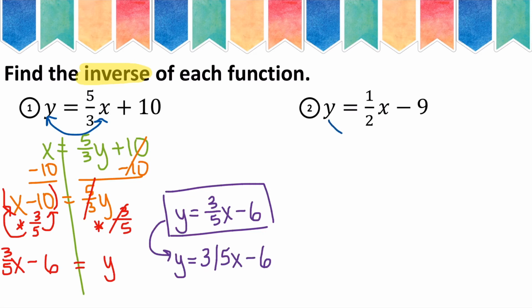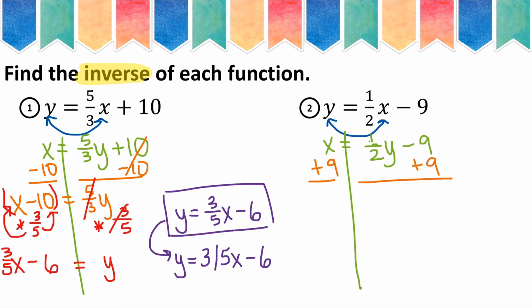Again, for inverses, we always switch x and y. So this problem becomes x equals 1/2 y minus 9. And now we need to get y by itself. So first I will add 9 to both sides of the equation. 1/2 y comes down, and x plus 9 comes down. Again, my coefficient is a fraction. So I will multiply by the reciprocal.